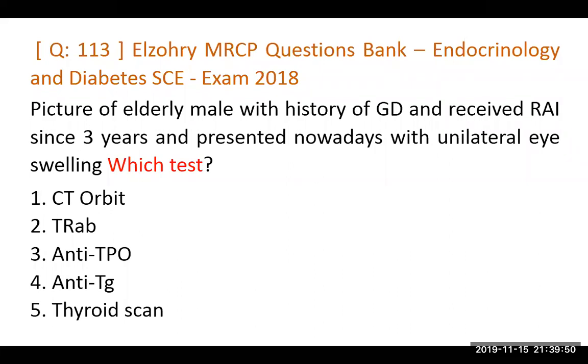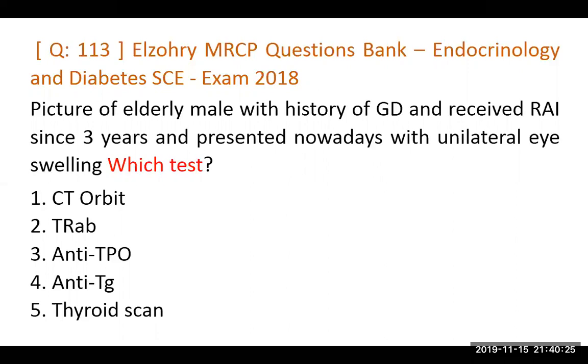Is it CT orbit or TRAB? At the time, I was with TRAB actually, because in every case, if you suspect Graves' ophthalmopathy, go to the TRAB. If you don't know whether it is Graves' ophthalmopathy or something else, go to the TRAB. But there is a previous history of Graves' disease and the patient received radioactive iodine, so we must suspect that TRAB is still positive after 3 years. So with a unilateral eye swelling, I think CT orbit is the best one.